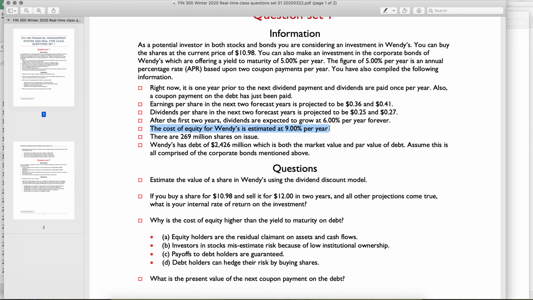I guess it's intuitive. I'm not sure how to think about it. But the point is we use 9% as the discount rate when we do the stock discounting. Here, we have a yield to maturity of 5% on the debt. Having a yield to maturity of 5% on the debt is the cost of debt. And they're different. This is 9%, this is 5%, there's a 4% difference.